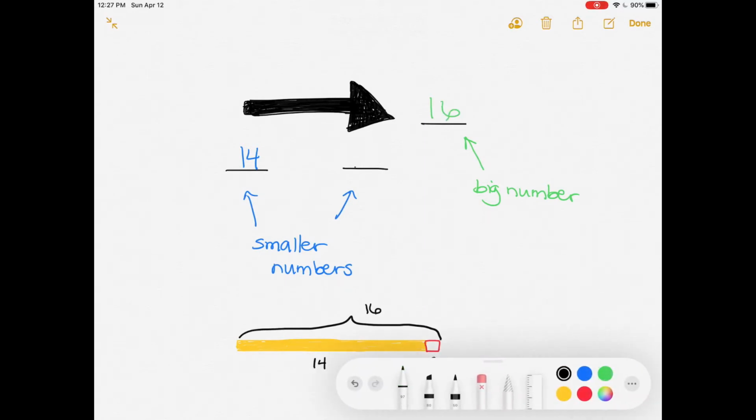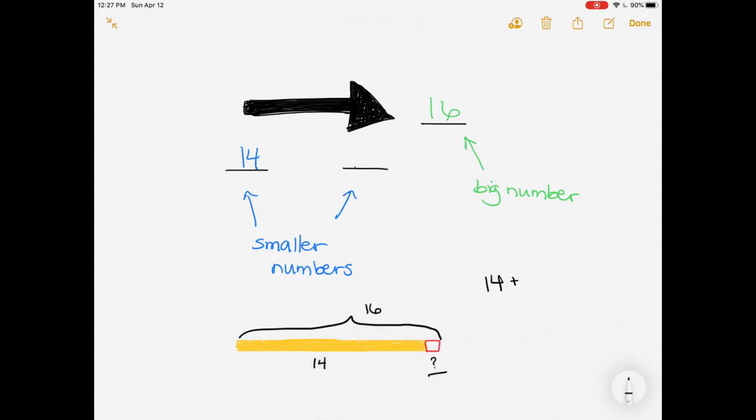We can form an equation. 14 plus something equals 16. We can rearrange this equation to become subtraction. Start with the big number, break it into two pieces, which we did, and take away the piece that we know about to see what's left over. The answer is 2.